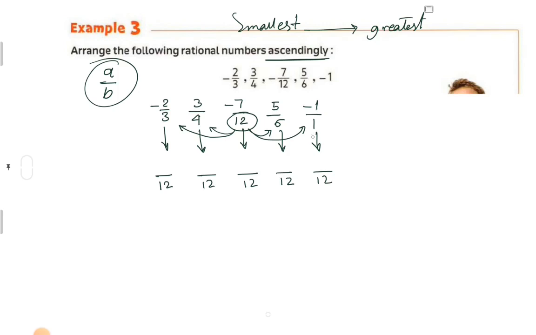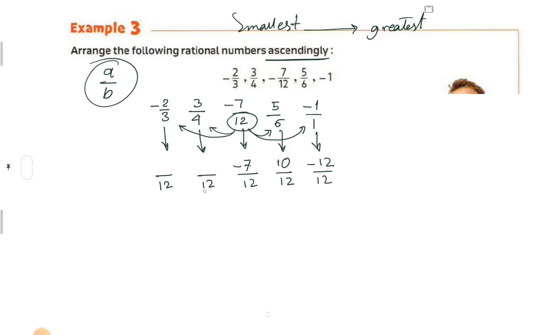Negative 1 over 1, negative 12 over 12. Why? Because 12 over 12 equals 1, with the negative sign. Okay, 6 becomes 12. How? 2 times 6 equals 12. But 5 times 2 equals 10. Okay, 12 is the same itself, 12, so negative 7 will not change.